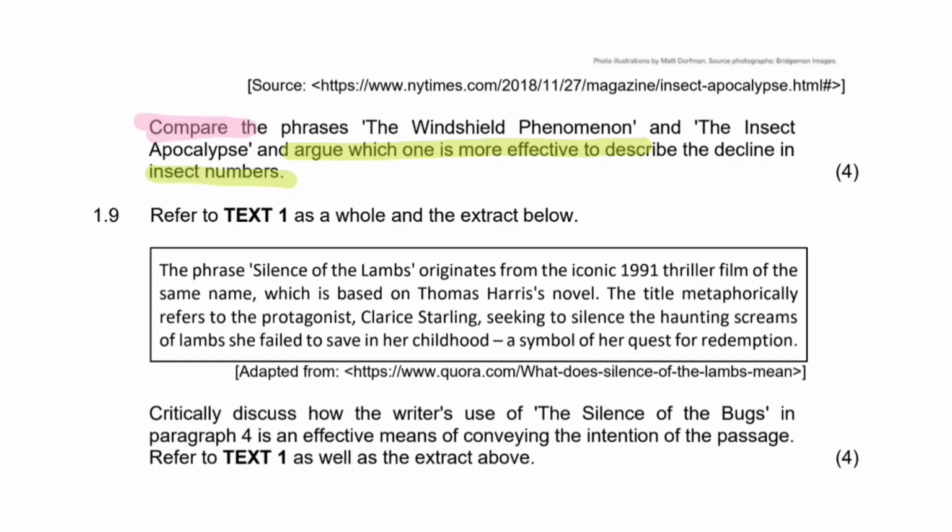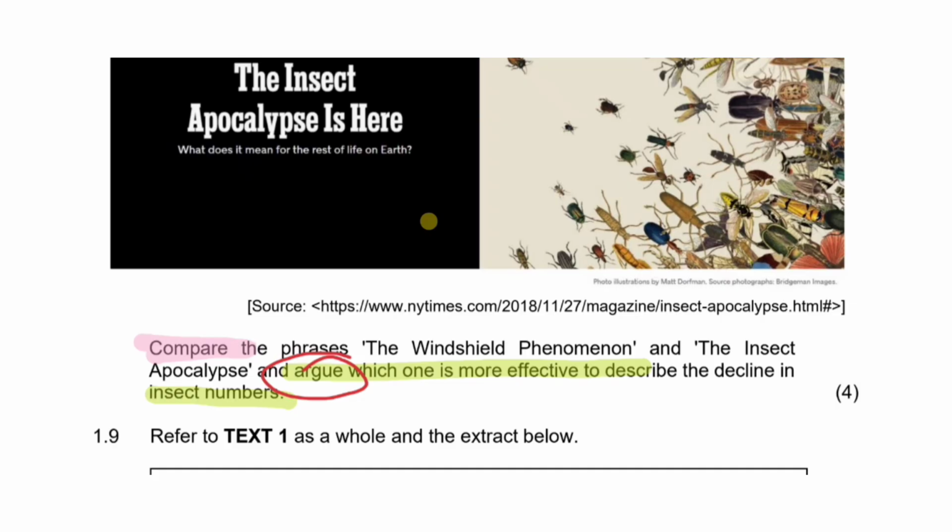You need to take a stance where you explicitly state which one of these two is effective in describing the decline in insect numbers. There is no right or wrong answer in terms of which one of these two is effective. Don't make the mistake of arguing from personal preference. The question is not asking which one do you like. The question is asking you, using language and how we use language to create meaning, which one is effective in its use of language to convince the reader that the decline in insect numbers is really that bad. Tell us which one of these two pulls out strong emotions from the reader.